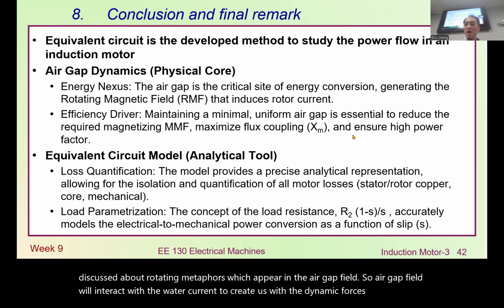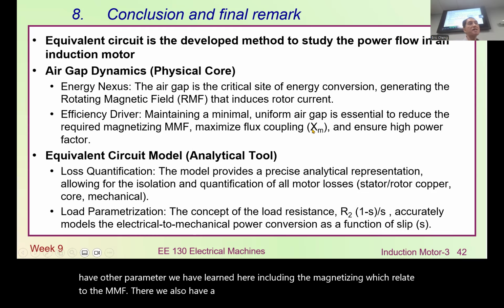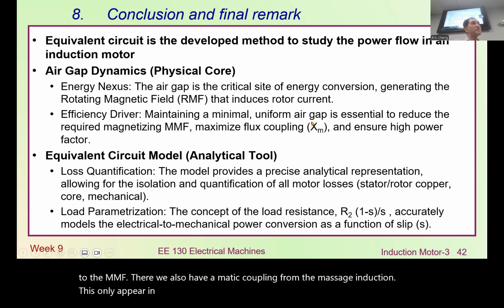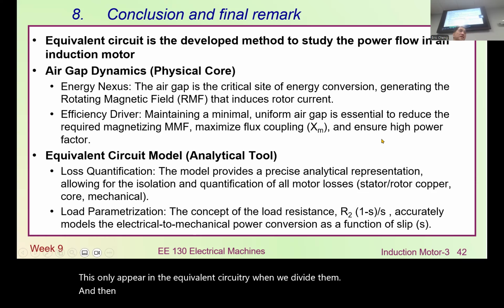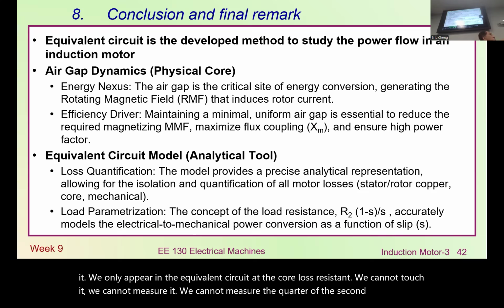Then we have other parameters we have learned here, including the magnetizing, which relates to the MMF there. We also have the magnetic coupling from the magnetizing inductance. This only appears in the equivalent circuitry when we divide them. And of course, this magnetizing inductance, we cannot measure it, we cannot touch it. It only appears in the equivalent circuitry. The core loss resistance, we cannot touch it, we cannot measure it, but it just appears in the equivalent circuitry.